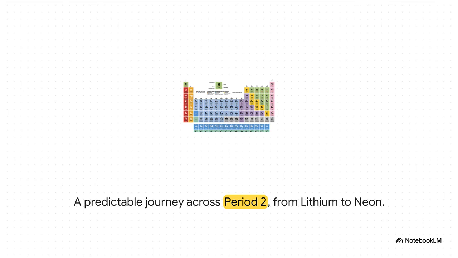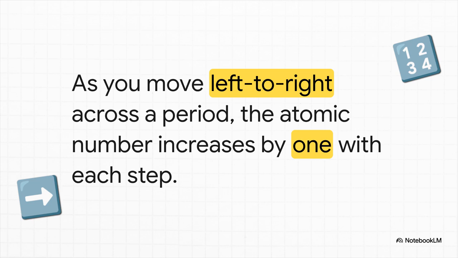And as you move from left to right across a period, you're basically on a journey where the elements change in this really clear, predictable pattern. Let's just look at period 2 as an example, which starts with lithium and goes all the way over to neon.